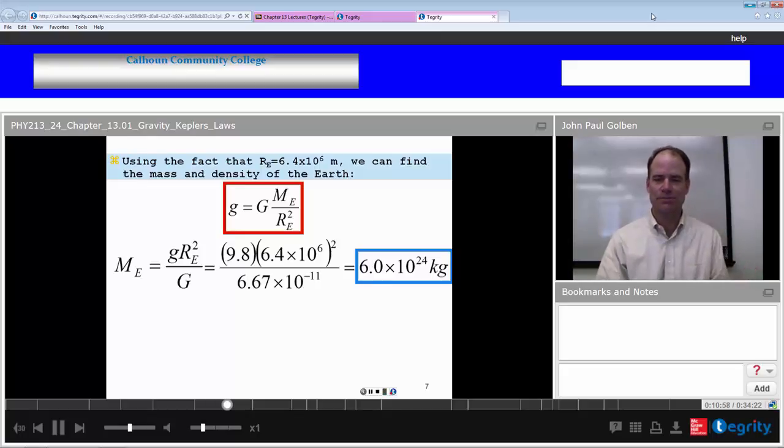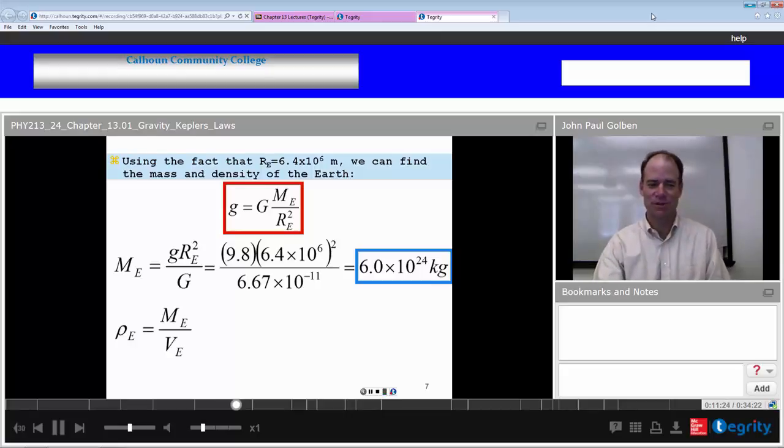If you further did other experiments at the beach and you dropped a few things, calculated the acceleration of gravity, you could then calculate the mass of the Earth. How cool is that? So you could stay in one place on the Earth and do a few simple experiments with just stuff lying around, and you can calculate the mass of the Earth. Pretty cool.